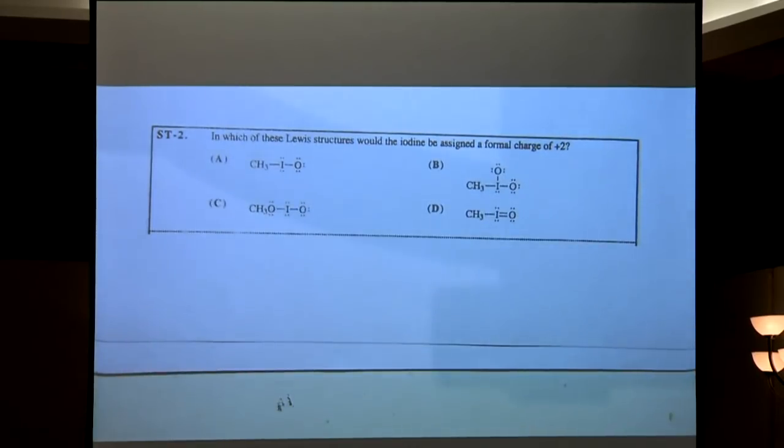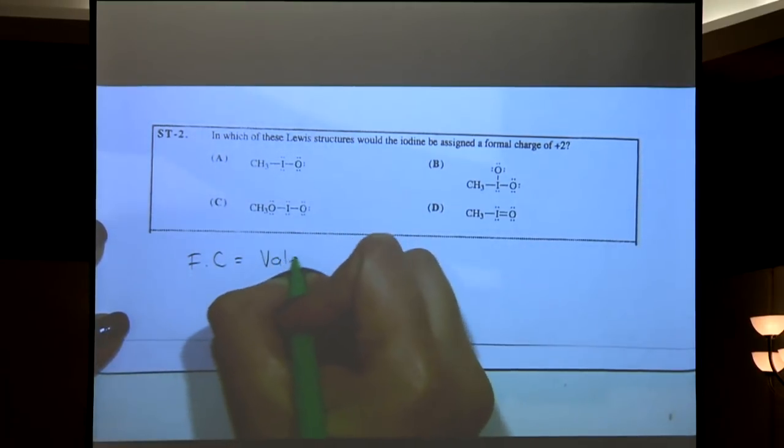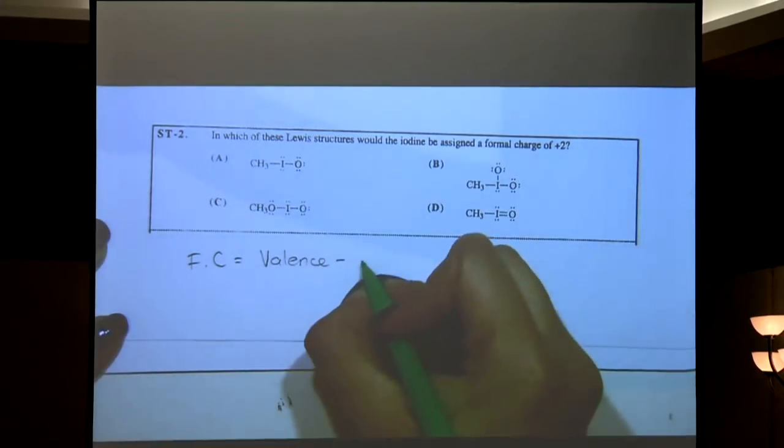All right, so next question. This should be one of the easier ones, but sometimes we forget because we're not exposed to this all the time. It's back in Gen Chem. So in which of the Lewis structures would the iodine be assigned a formal charge of +2? So who remembers how to calculate formal charge? Right, so valence electrons minus bonds and then, yep. So the way I look at it is just electrons touching my atom, so it's just easier for me to remember. So electrons.